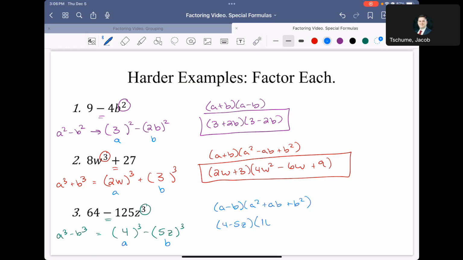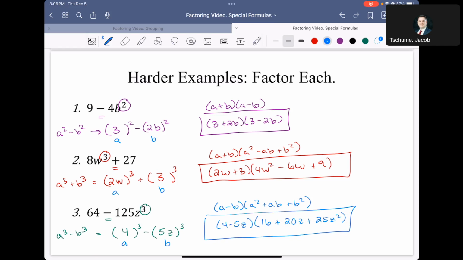If I square A, that gives me 16 because that's 4 times 4, plus A times B should give you 20z. And then plus, if you square your B value, 5 times 5 is 25. z times z is z squared. And this gives you the factored form of your more complicated difference of cubes formula.